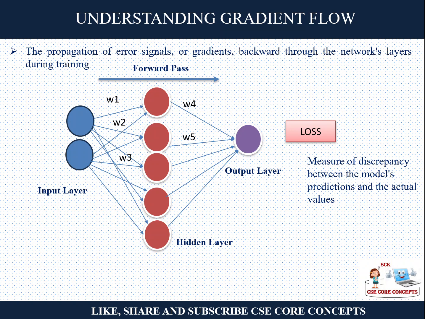Now what is the loss function? That is the discrepancy, how much is the difference between the model's prediction and the actual values. In case you find that the loss function is quite high, then we have to go to the back pass. This is called the gradient flow. This back pass is moving backwards to adjust the weights. That is called the gradient flow.